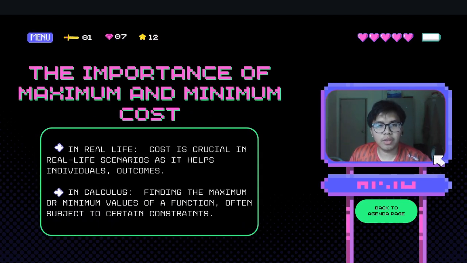The importance of maximum and minimum cost in our life is very crucial in real life scenarios, as it helps some people. Meanwhile, in calculus, we find the maximum or minimum value of a function, often subject to certain constraints.